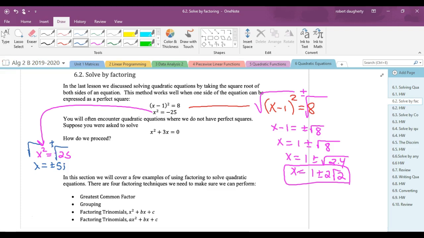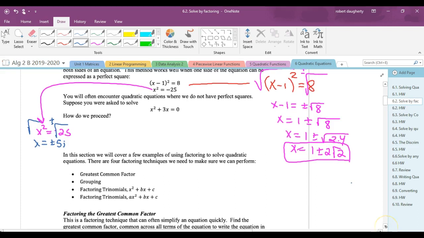Now, what we're doing is we're marching through different ways to solve quadratic equations. Taking the square root of both sides is perfectly fine when one side is squared. That's not always going to be the case. So if you look at the next example, x squared plus 3x is equal to 0, okay? There is something squared, okay? So I could write it like this, x squared equal negative 3x. I can take the square root of both sides, but I run into a problem. What is that?